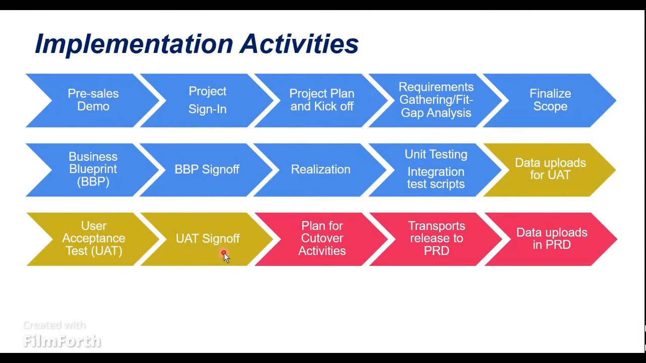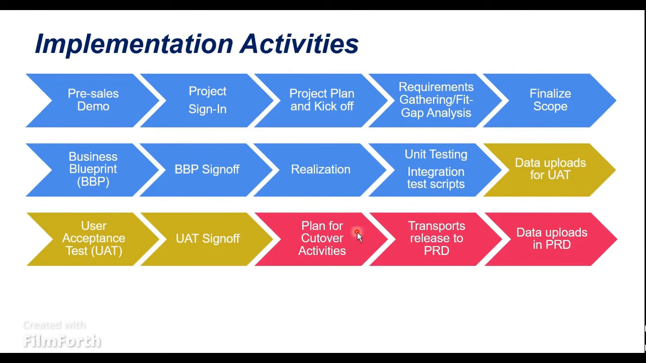Once the UAT sign off has been done by the customer, and parallelly, we can also plan for the cutover activities to be performed in the production system. The blocks that you see here in mustard color are basically performed in the quality system, or QS, whereas the pink ones are the activities to be performed in the production system. The plan for cutover activities can take place parallelly during the UAT or maybe before the UAT, just to understand what cutover activities are to be taken care of before or after moving the changes into PRD and before go live.